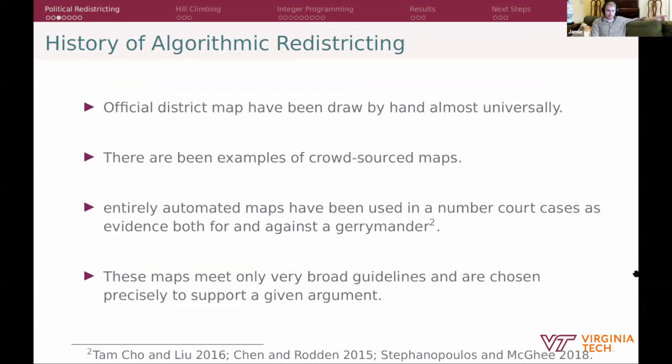Official districting maps have almost always been hand-drawn. There are some crowdsourced maps, but entirely automated maps have only ever been used in court cases as evidence for or against whether or not a map was an instance of gerrymandering. So those maps only meet kind of very broad guidelines, and they're chosen to support a specific argument.